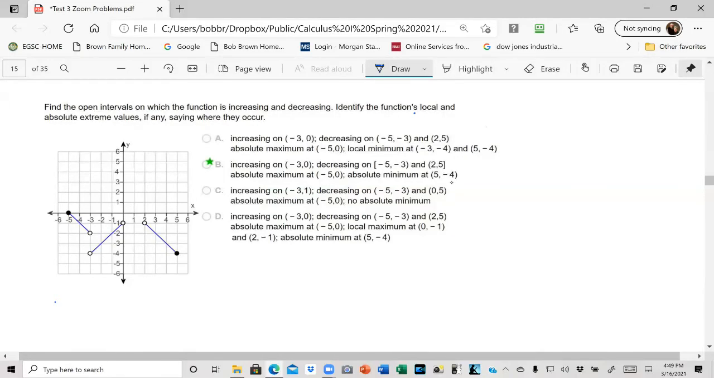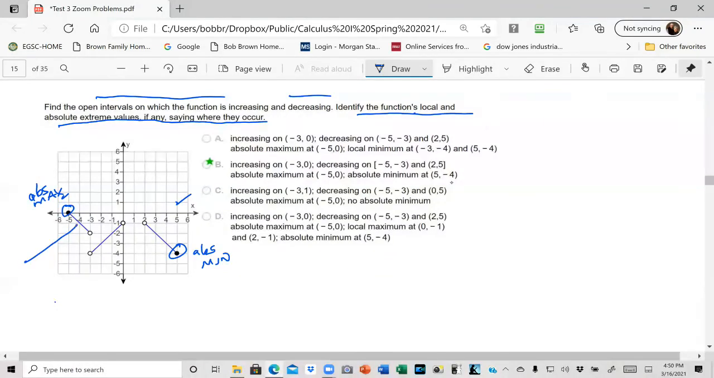Okay, in this problem, we have a very discontinuous function. We want to find the open intervals on which the function is increasing and decreasing, and identify local and absolute extreme values, if any, and say where they occur. Well, the first thing I see when you look at this graph, you see an absolute max. And you see an absolute min. So this occurs at x equal 5 and absolute max at x equal minus 5.